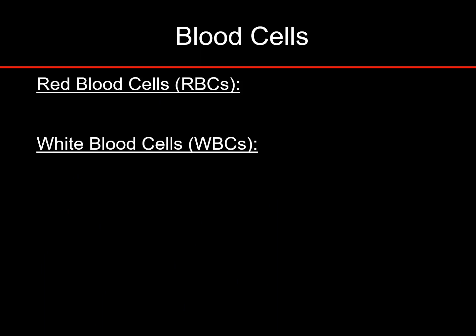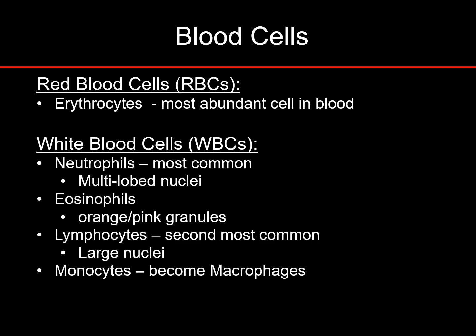So first, let's start off with our different types of blood cells that are living in our blood. So we have red blood cells and white blood cells, termed either RBCs or WBCs. We only have one type of red blood cell, and those are the erythrocytes. So they're technically called erythrocytes, even though we commonly call them red blood cells. And they are the most common cell in the blood. So when you look at a blood slide, that's what you're going to see.